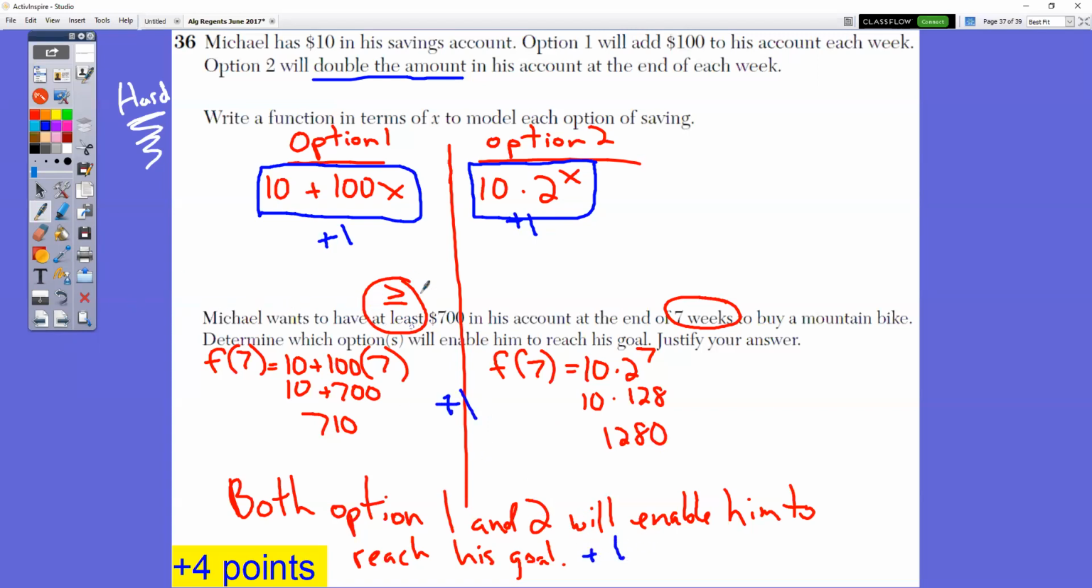Michael wants to have at least. At least means greater than or equal to $700 in his account by the end of 7 weeks to buy a bike. Determine which option will help him reach his goal.